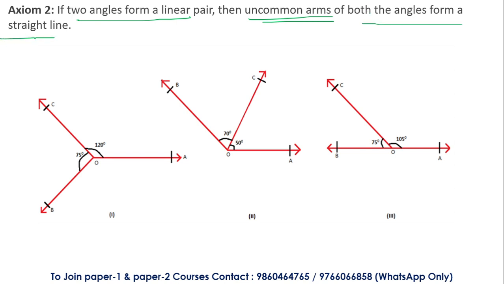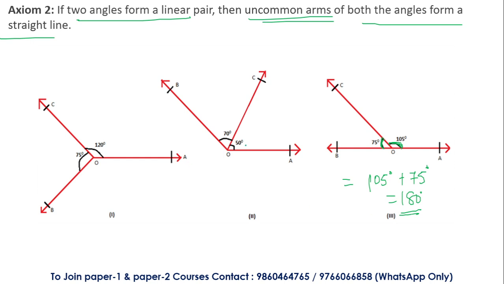Now look here, in the figure given here, only the last one represents the linear pair. How come? I'll show you. The summation of the adjacent angles over here: this is 75 degrees, and this angle is 105 degrees. If I take the summation of the adjacent angles, I get 180 degrees.